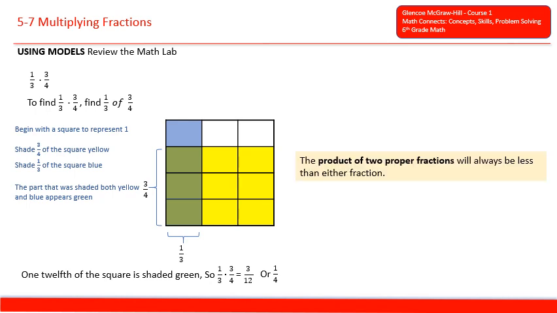The product of two proper fractions will always be less than either fraction. Multiplying a fraction by a fraction is taking part of a part.